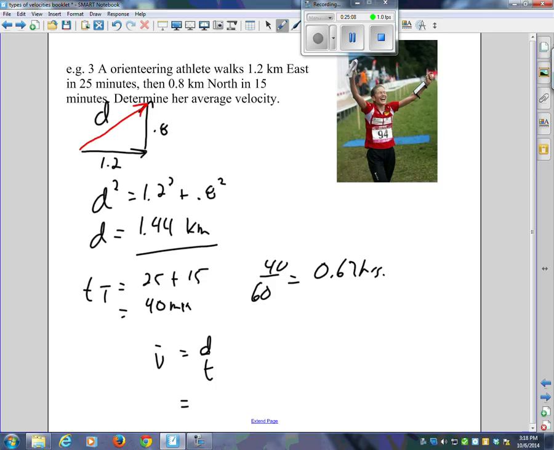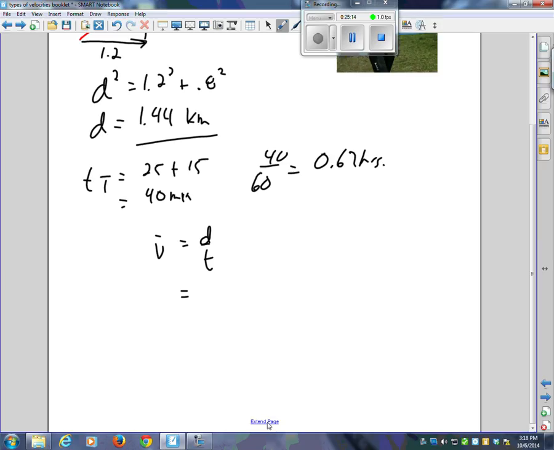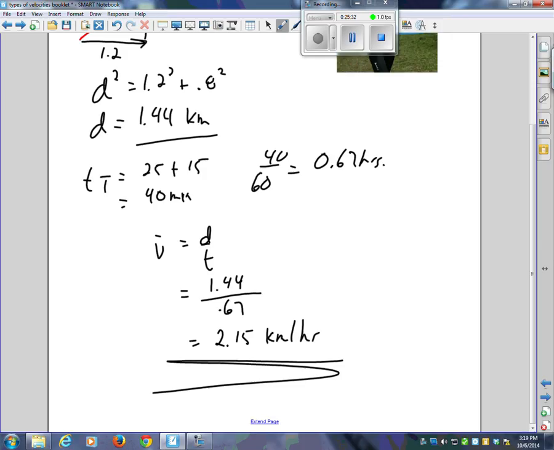V equals D over T. So it should be 2.14925373. There's your answer. Whoa. Oh, actually, I am wrong. I made a mistake. I haven't got a complete solution here. What is my error? I just realized.